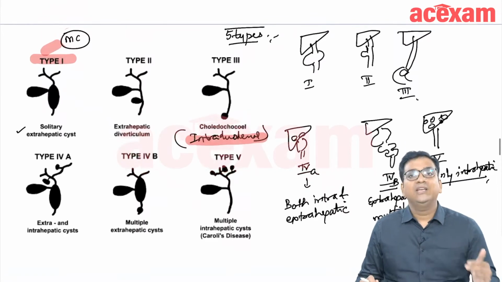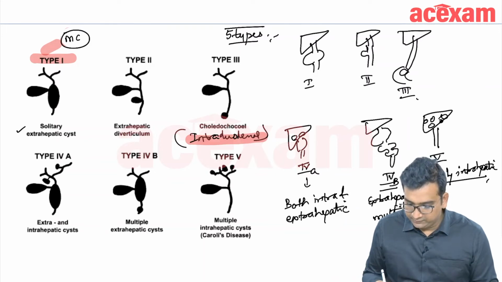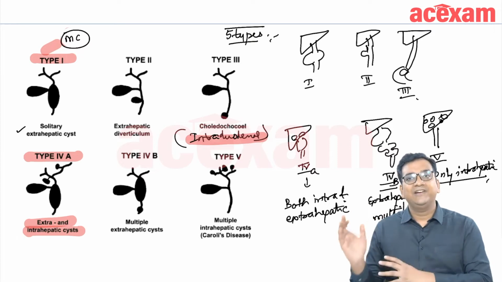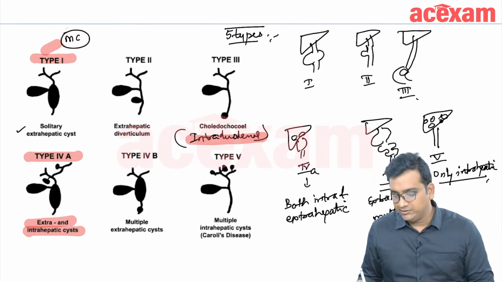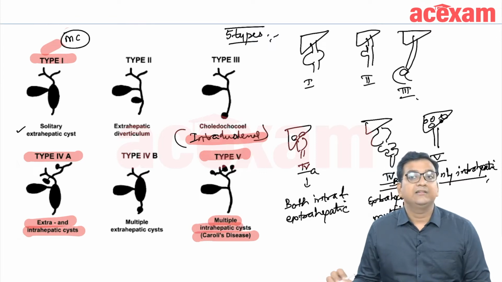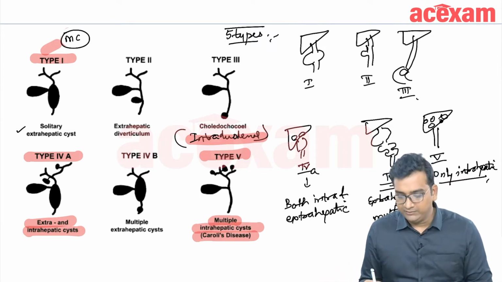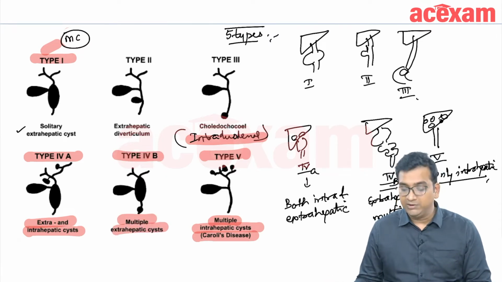Now both extra- and intrahepatic is type 4A. How to remember? Type 5 is only intrahepatic and is also known as Caroli's disease, in which there are multiple intrahepatic cysts. And then multiple extrahepatic is type 4B. These are all questions which have been asked multiple times.